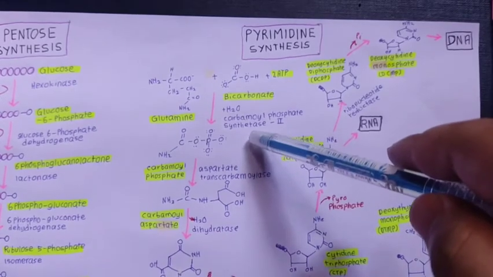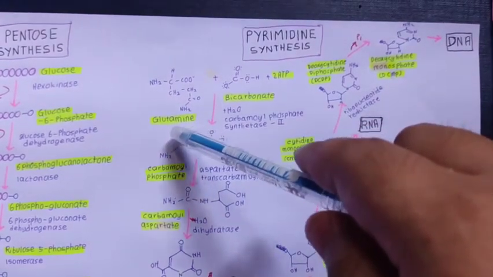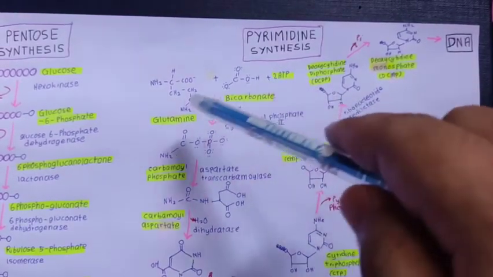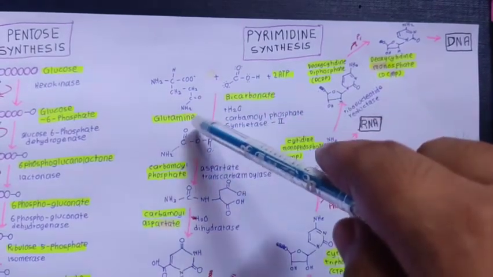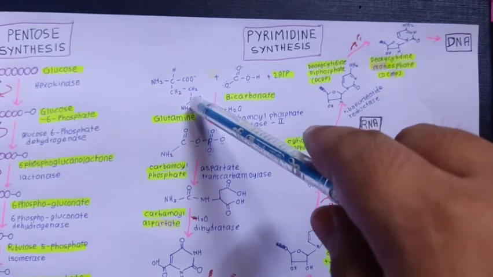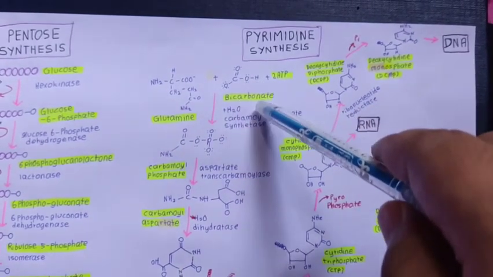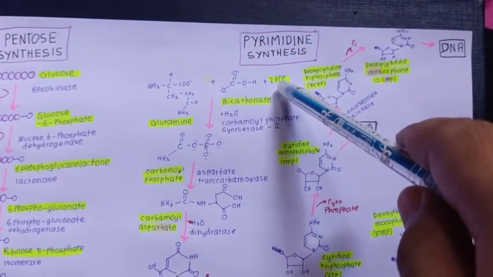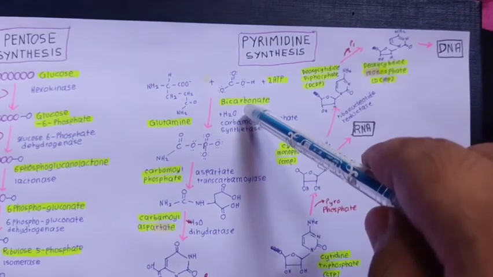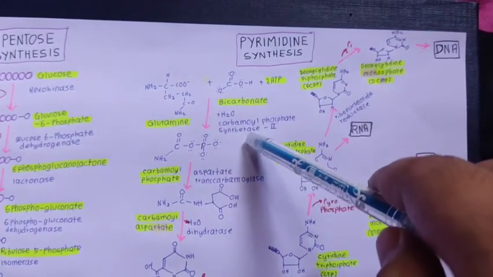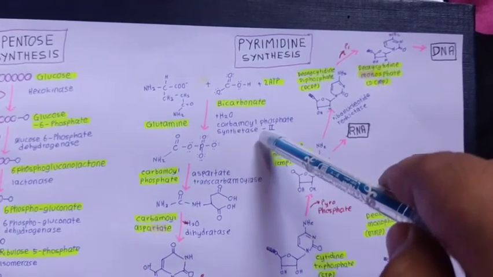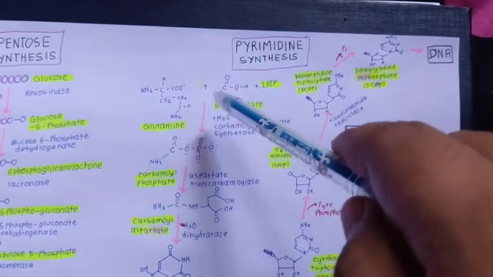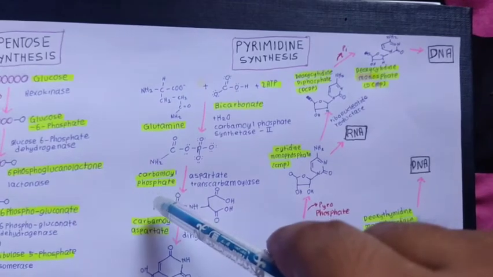The first step of pyrimidine synthesis involves 3 molecules, that is glutamine, bicarbonate, and 2 ATP. We use these 3 molecules because we need the amino group from glutamine, we need the double bond of oxygen from bicarbonate, and we need to add phosphate, so we use ATP. Then we add some water and use the enzyme called carbamoyl phosphate synthetase type 2 for this reaction and convert these 3 molecules into one molecule called carbamoyl phosphate.